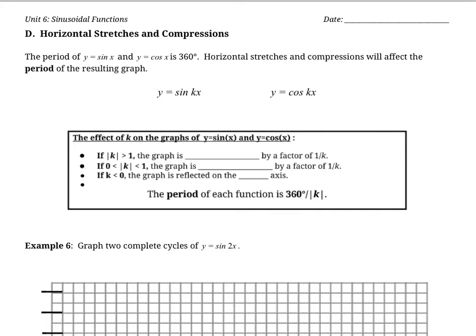Let's take a look at the effect of k on the sinusoidal graphs of sine and cos. So we know that k is going to affect a horizontal stretch or a horizontal compression of our graph. Therefore, it's going to affect the period of the graph. Generally for sine and cos, a curve that has not been transformed has a period of 360. And so a horizontal stretch or compression, which is k, is going to directly affect the period.